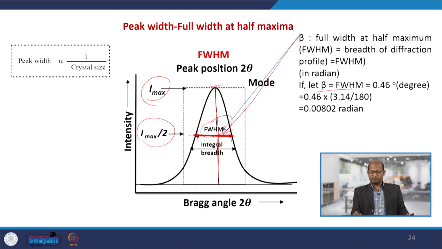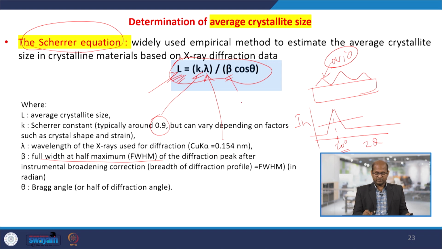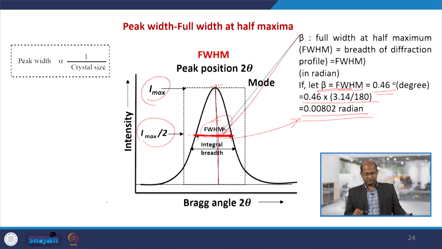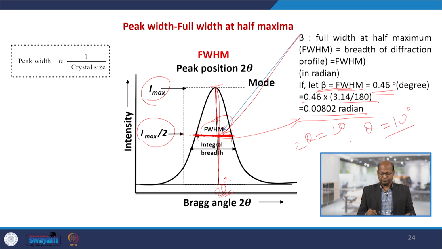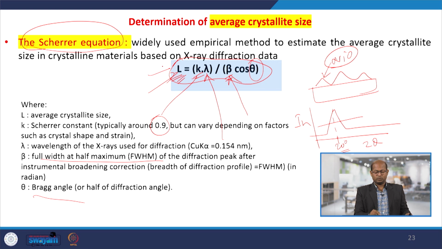If we know the beta, or the full width at half max, in terms of degrees, then we can convert that beta value into radians. That beta value we can put here, and the theta value we know, that is the Bragg angle. Let us say if 2 theta is 20 degree, then theta equals 10 degree. That way you can find out. So, with all components we can put in, the crystallite size of this nickel we can find out using X-ray diffraction patterns.